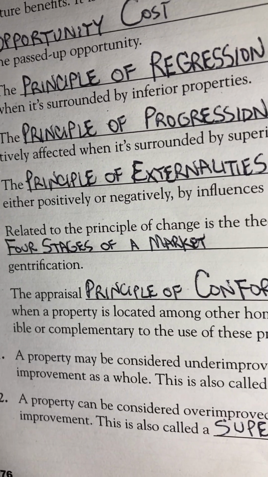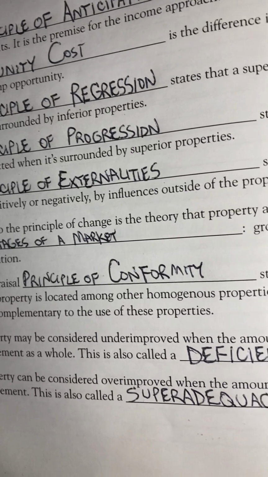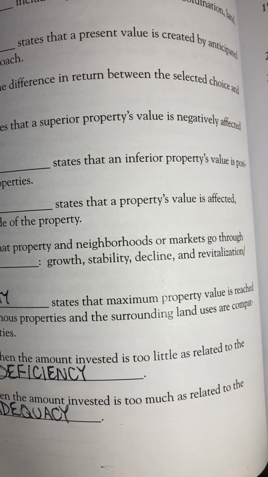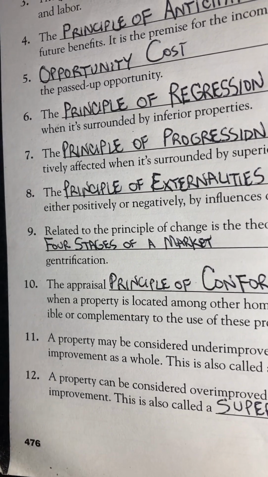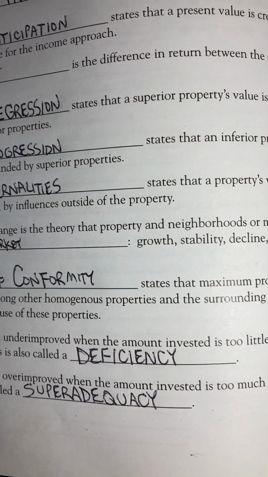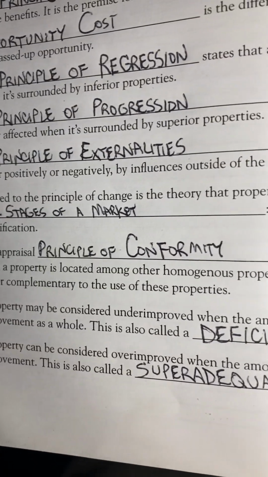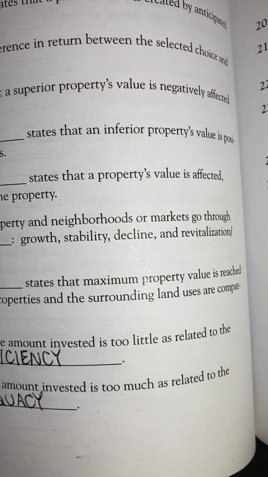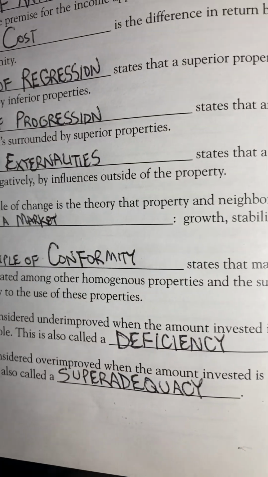Number 11. A property may be considered under-improved when the amount invested is too little as related to the improvement as a whole. This is also called deficiency. Number 12. A property can be considered over-improved when the amount invested is too much as related to the improvement. This is also called a super adequacy.